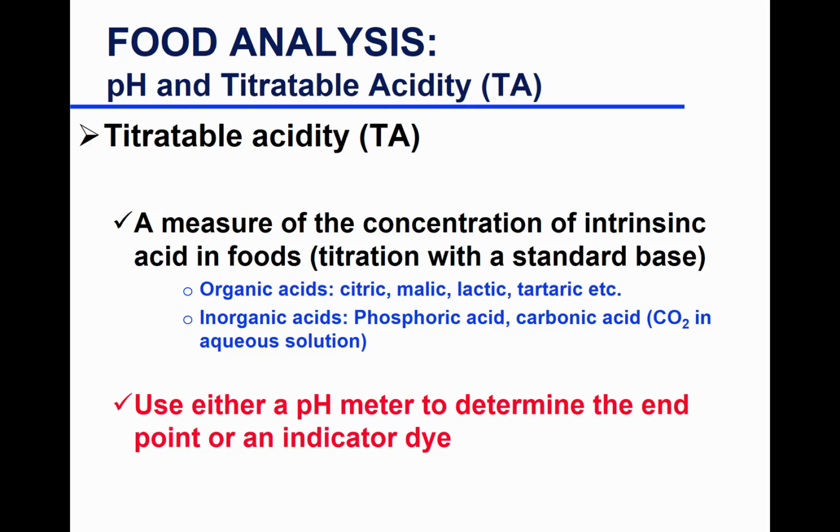Carbonic is when you have CO2 gas bubbled in aqueous solution, it becomes carbonic acid. It has a real impact on your titration results, and you'll see that in the lab, and we'll talk more about it in the lab on Monday. In order to determine the endpoint, the equilibrium where we titrate all of the present acid, we either use a pH meter to determine the endpoint or an indicator dye. So in the lab, we will continue this discussion so that we know the difference between the two, and then on Monday I'll finish up this lecture.